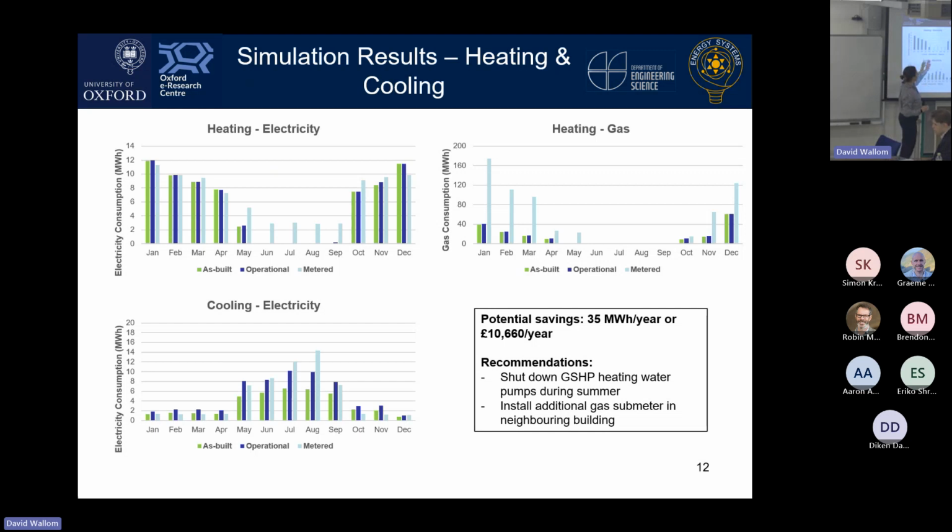So here my recommendations were to investigate those heating water pumps, see if we can shut them down during summer, and also install an additional gas submeter in the building so that we can avoid all those uncertainties in the gas metering. Nevertheless, just looking at cooling, you can save up to 35 megawatt hour per year, or 10,000 pounds per year, by just, again, repairing the variable air volume boxes.